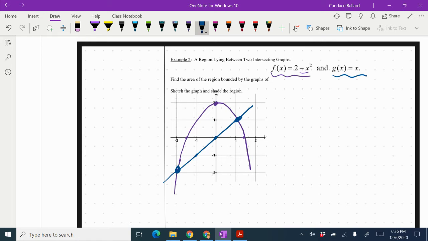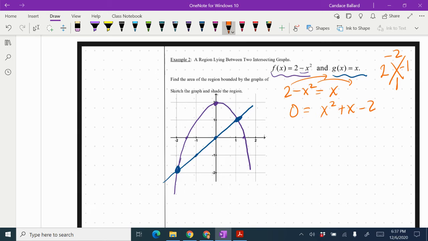To find points of intersection, we're going to set the two functions equal to each other. It's quadratic looking, so that means I need to get it equal to 0. Since there's a negative lead coefficient, I'm going to move them to the right. So 0 equals x squared plus x minus 2. I'm going to now do a good old magic x. We need two numbers that multiply to negative 2 and add to 1. So that would be 2 and negative 1. So I've got 0 equals x plus 2 times x minus 1.